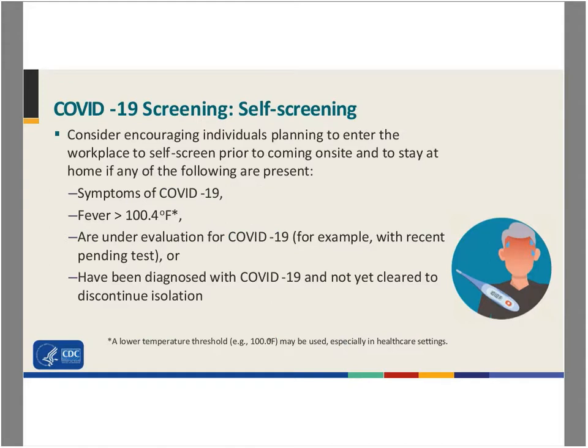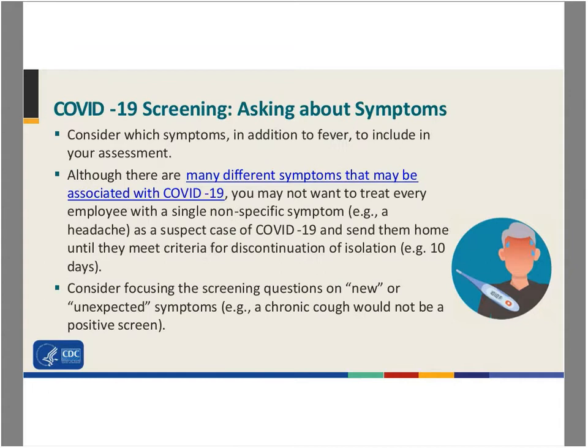One option is self-screening. I think Jeff mentioned this. So you could consider encouraging individuals planning to enter the workplace to self-screen prior to coming on site and to stay at home if any of the following are present. Symptoms of COVID-19, and I'll talk a little bit more about that in a minute. Fever greater than 100.4 is often used as the threshold. People who are under evaluation for COVID-19 who have a pending test, and those who have been diagnosed with COVID-19 and not yet cleared to discontinue isolation should also be screened before they try to enter the workplace.